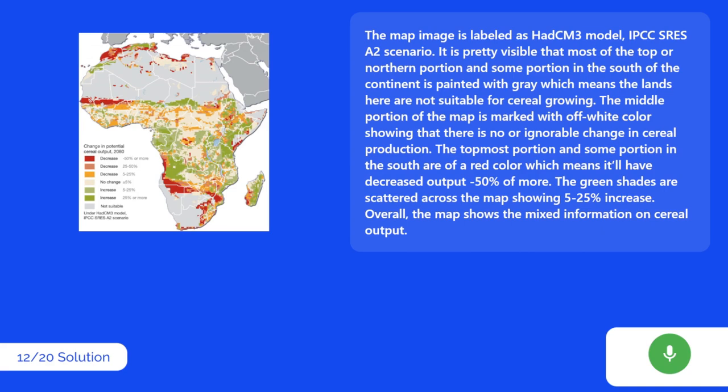The middle portion of the map is marked with off-white colour, showing that there is no or ignorable change in cereal production. The topmost portion and some portion in the south are of a red colour, which means it'll have decreased output of -50% or more. The green shades are scattered across the map, showing 5 to 25% increase. Overall, the map shows mixed information on cereal output.